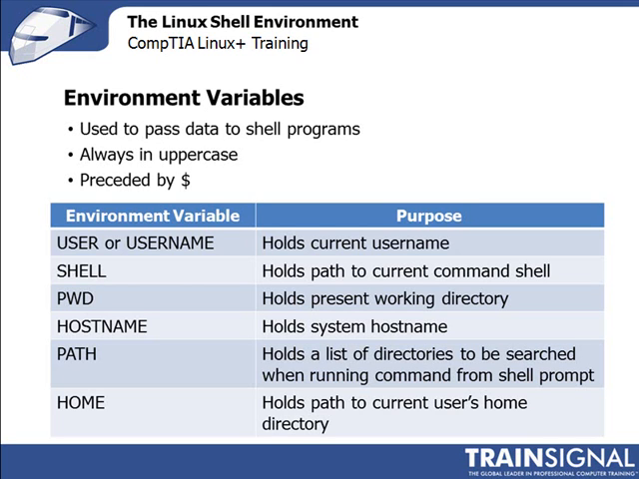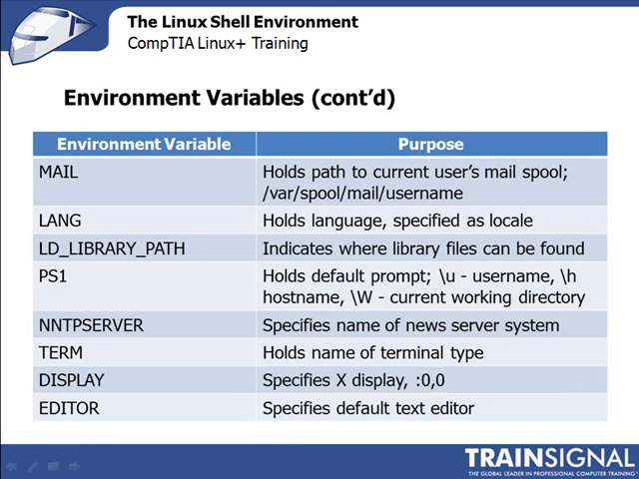The first is USER or USERNAME, which holds the current username. SHELL holds the path to the current command shell, in our case Bash. PWD holds the present working directory. HOSTNAME holds the system hostname. PATH will hold a list of directories to be searched when running commands from the shell prompt. And HOME holds the path to the current user's home directory.